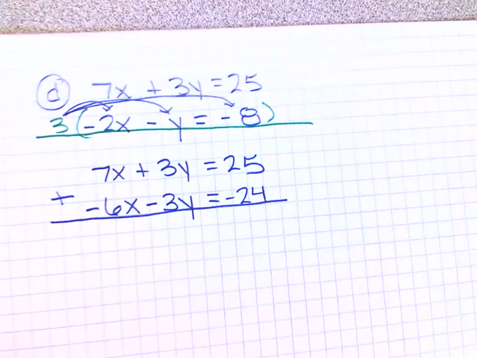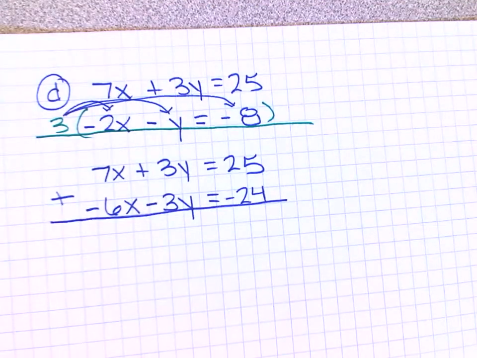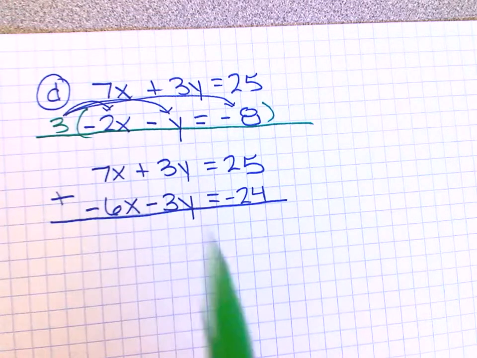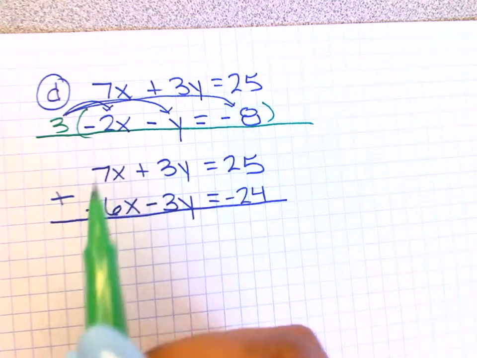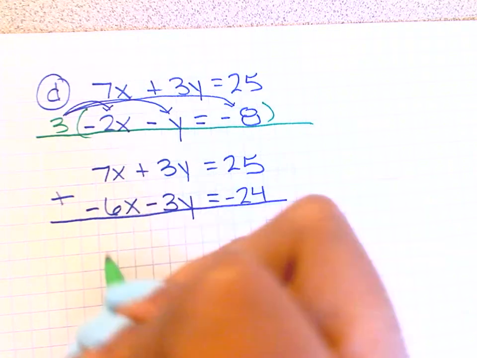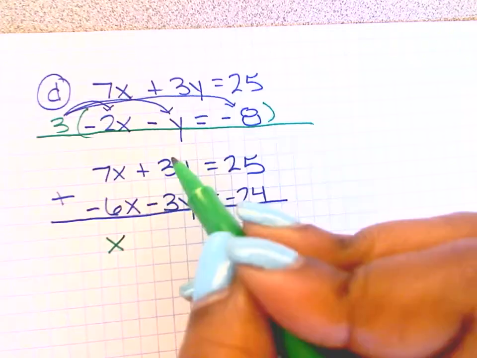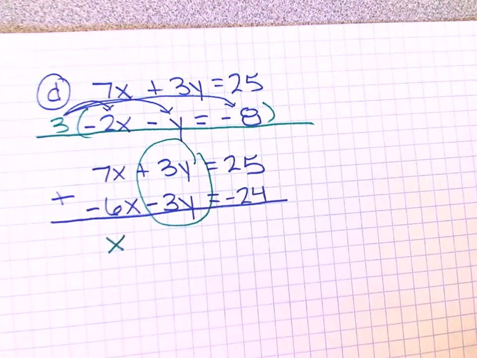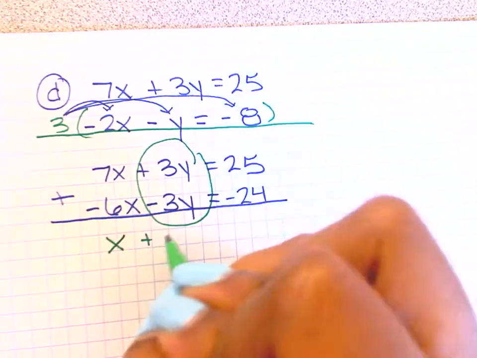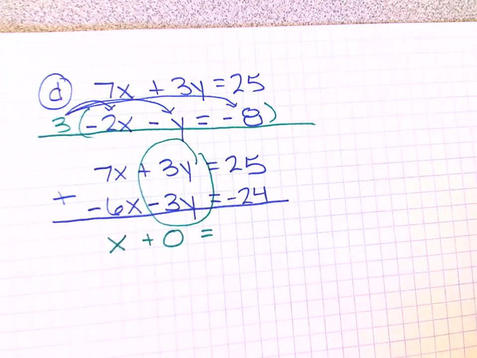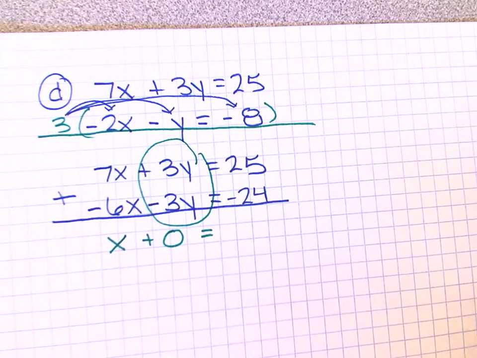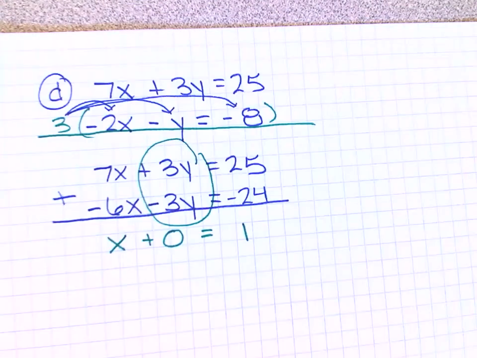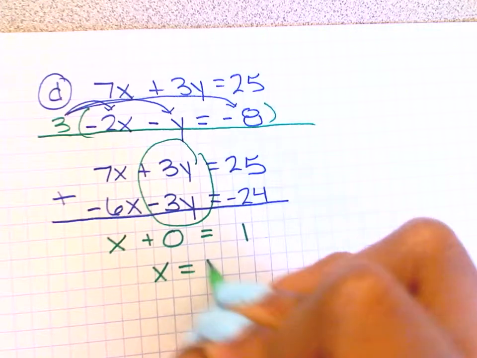Now I can solve. 7x minus 6x is what? X. Then, oh look, this is going to be eliminated. Positive 3y and negative 3y is going to be 0. And 25 minus 24 is going to be 1. Well, this one's an easy one. X equals 1.